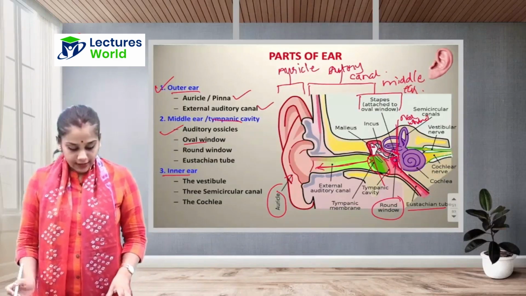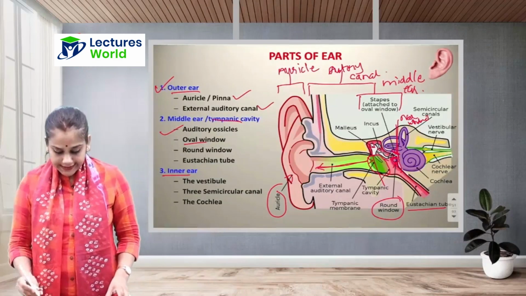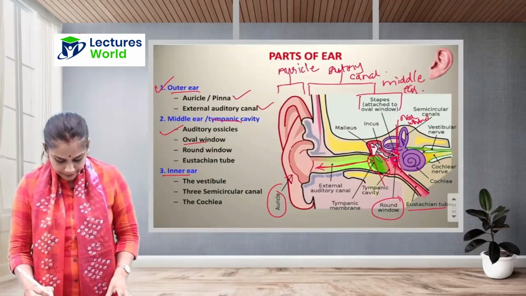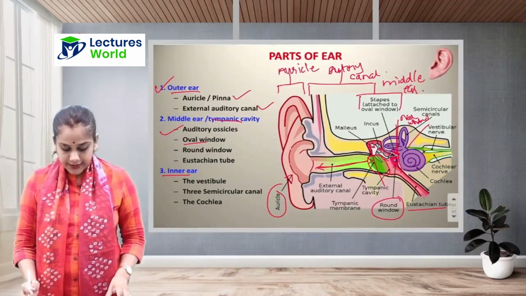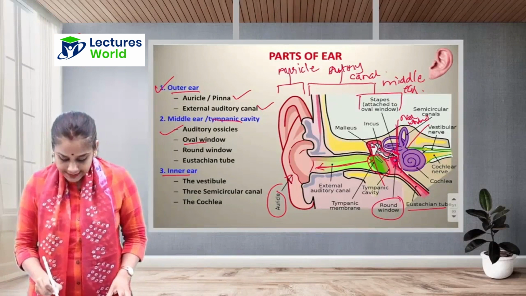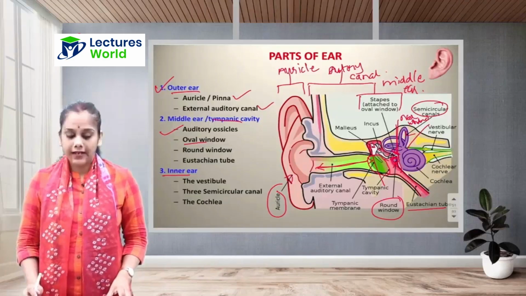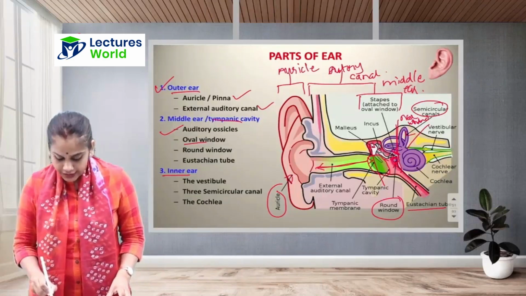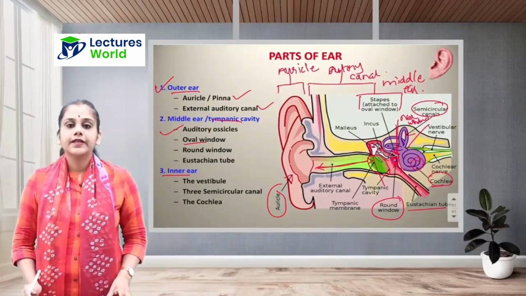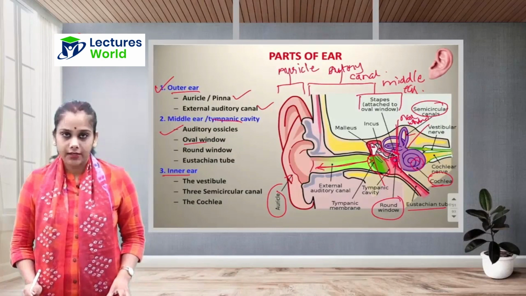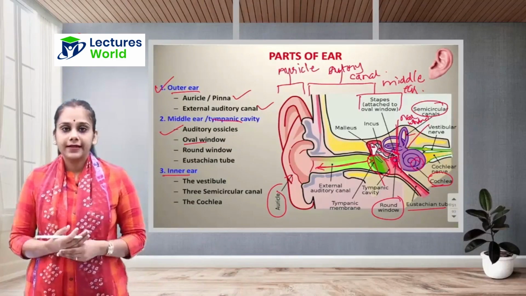In the inner ear there is the vestibule. See, this is the vestibule. Then the three semicircular canals. See, these are the three semicircular canals. Then the cochlea. See, this is the snail shape, that is the cochlea. So these are the parts of the inner ear. So three parts in that.